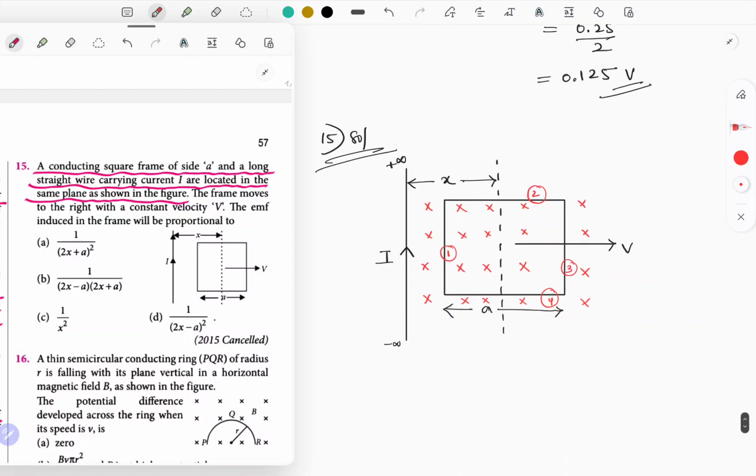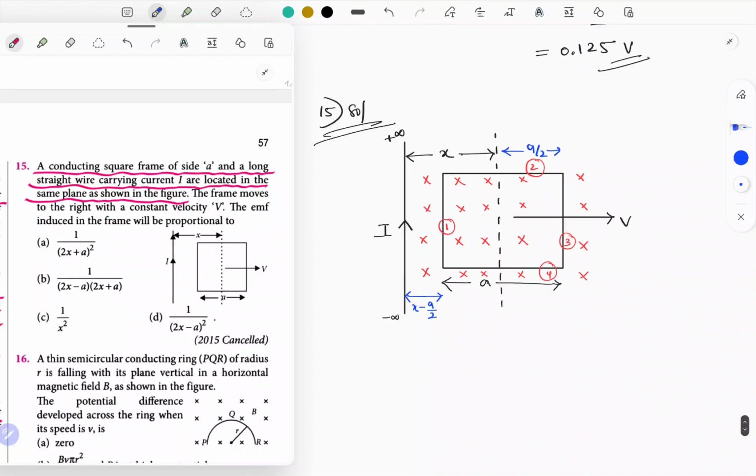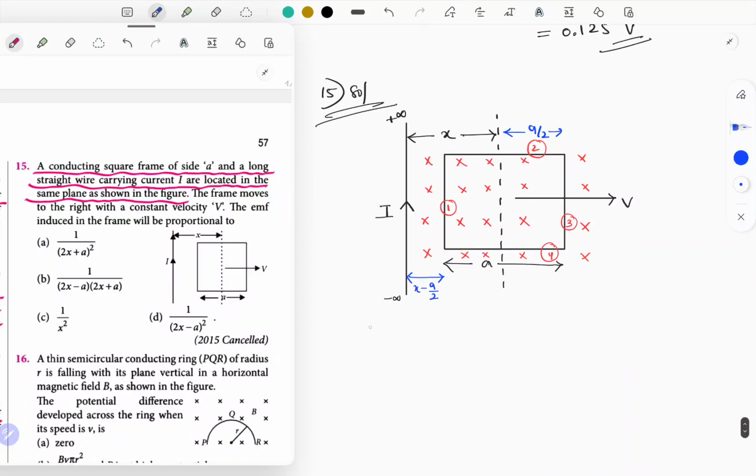First of all, let me find out magnetic field on loop 1. What is the distance of loop 1 from the current carrying conductor? This is the distance I need. Total distance is x and this distance is a by 2. So I'm going to get it as x minus a by 2. And this is a by 2. So the distance of the third loop from the current carrying conductor is x plus a by 2, whereas the distance of the first conductor is x minus a by 2. Okay, let me substitute all those values.